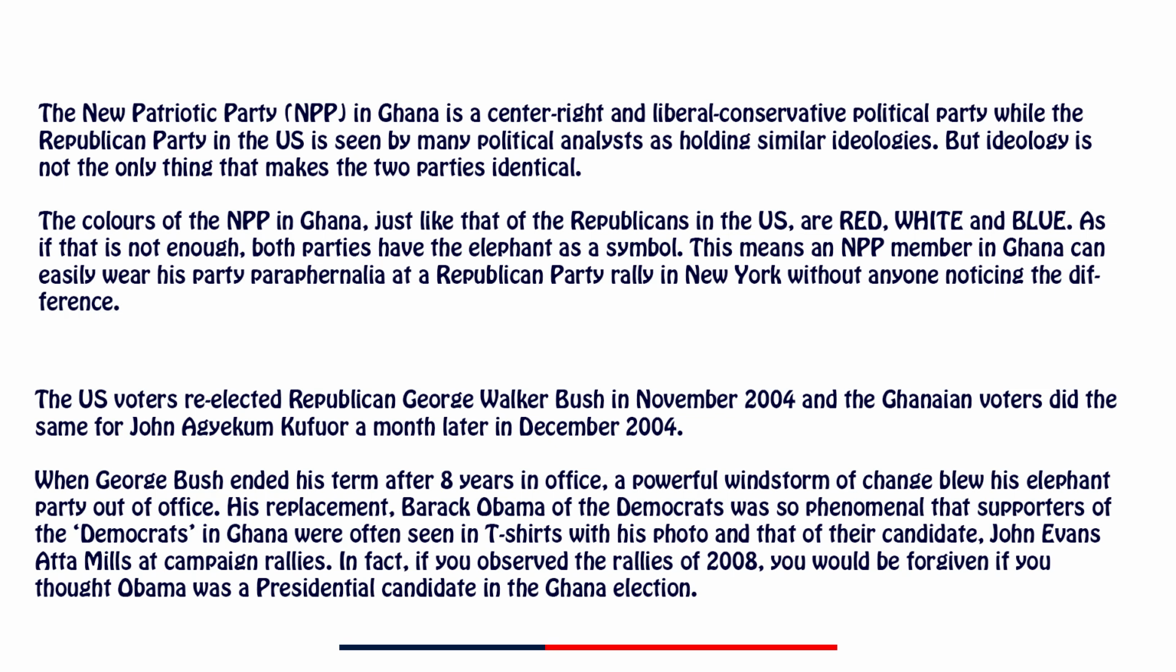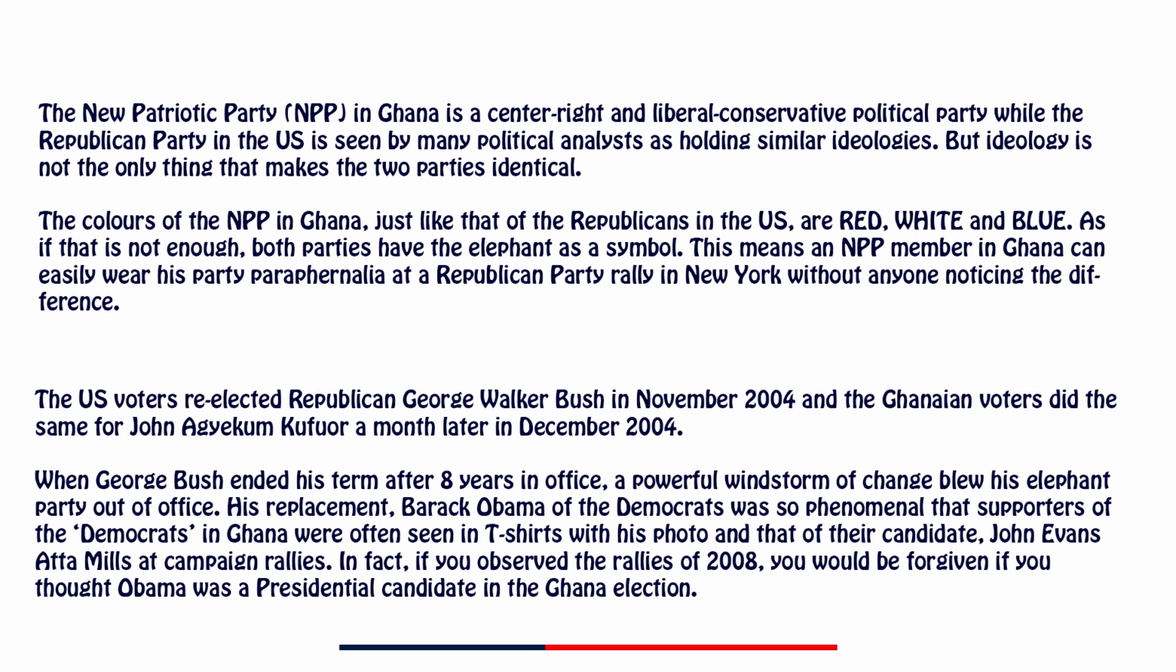The colors of the NPP in Ghana, just like that of the Republicans in the US, are red, white and blue. So you can see there is another similarity here between the NPP and the US party. They have the same colors, the red, the white and the blue. As if that is not enough, both parties have the elephant as symbol. This means an NPP member in Ghana can easily wear his party paraphernalia at a Republican Party rally in New York without anyone noticing the difference.